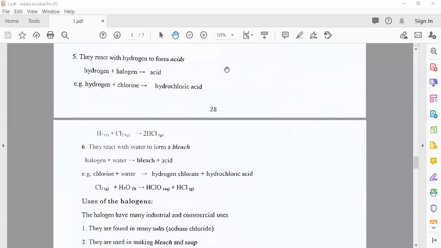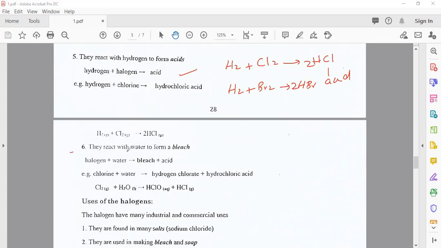Then 5, they react with hydrogen to form acids. For example, you have H2 and take one from group 7, like Cl2. What will they form? HCl. So what is HCl? It is a strong acid. Then you have H2 plus Br2. What will they make? HBr. That is also an acid. So when they react with hydrogen, they form acids.